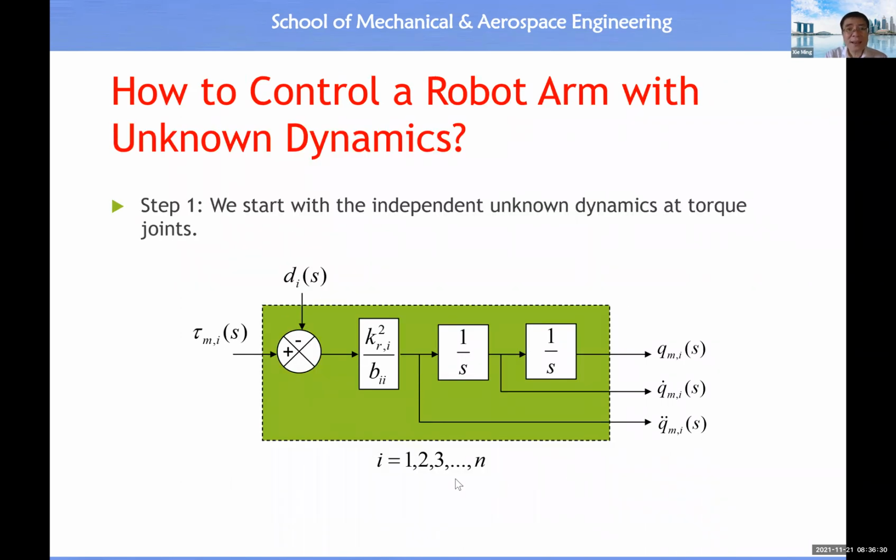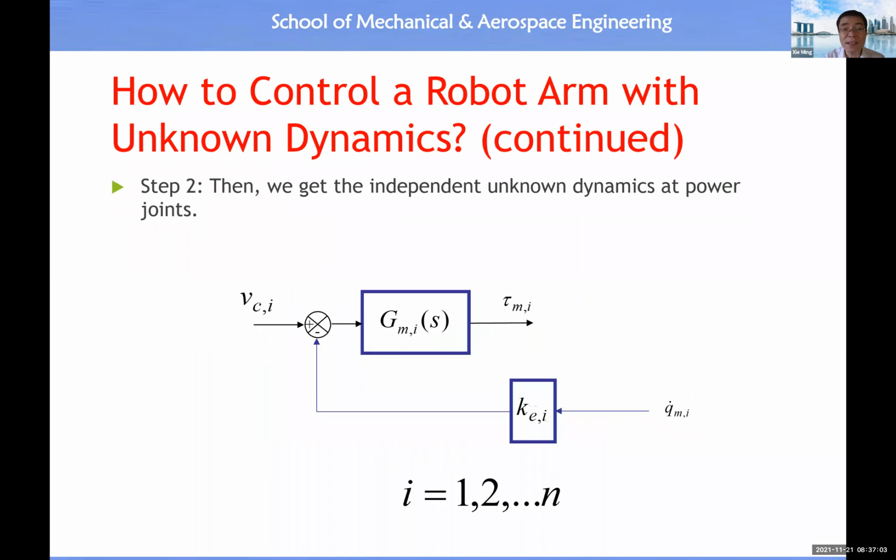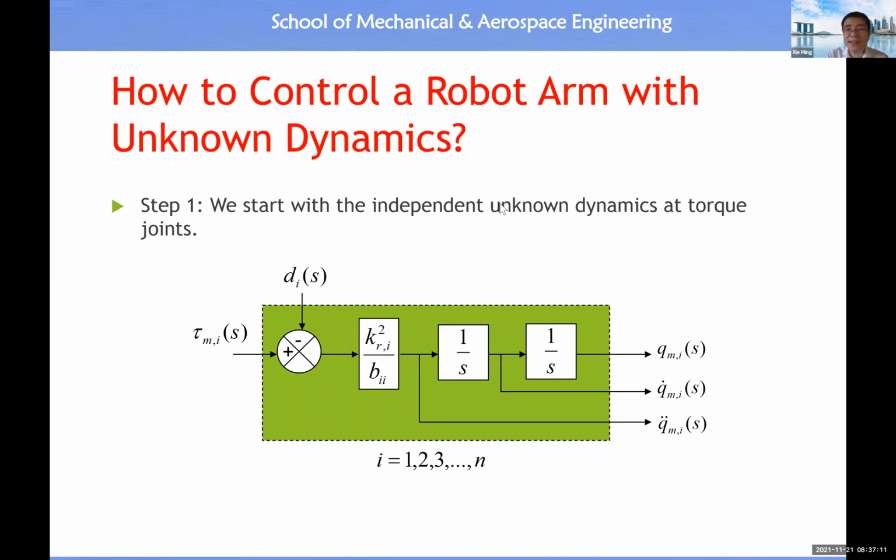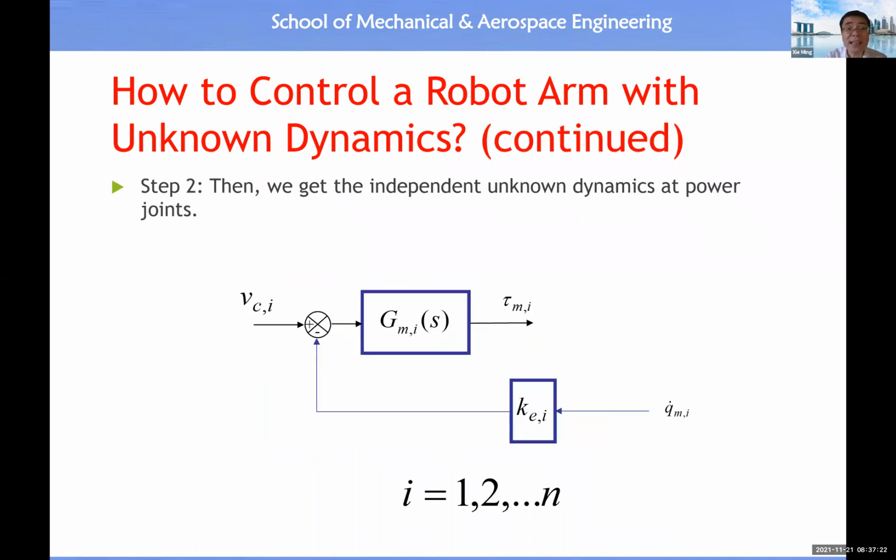Based on this result, the question becomes how to design a control system for each individual dynamic system under control. This becomes a very simple problem. It's like you have a motor, you just treat this as a motor: how to design the feedback control loop for a motor. That's it. So the answer is, step one, we start with the annular dynamics at the top joint. This is the result at the top joint. Then we want to move one step deeper to look at the result at the power joint.